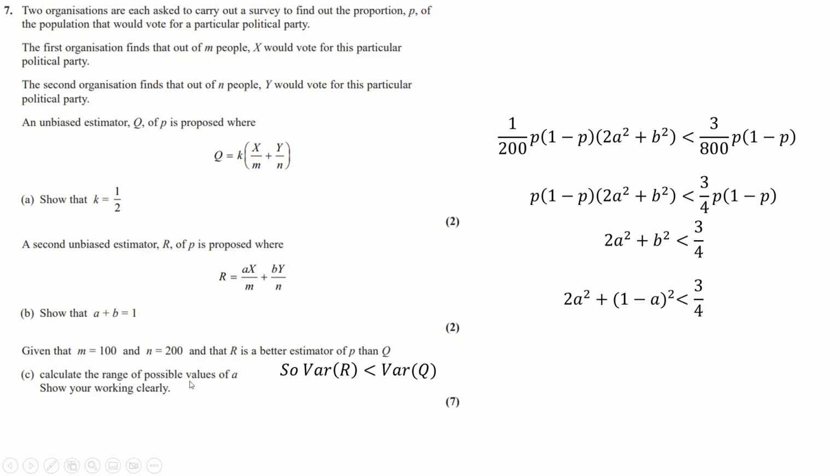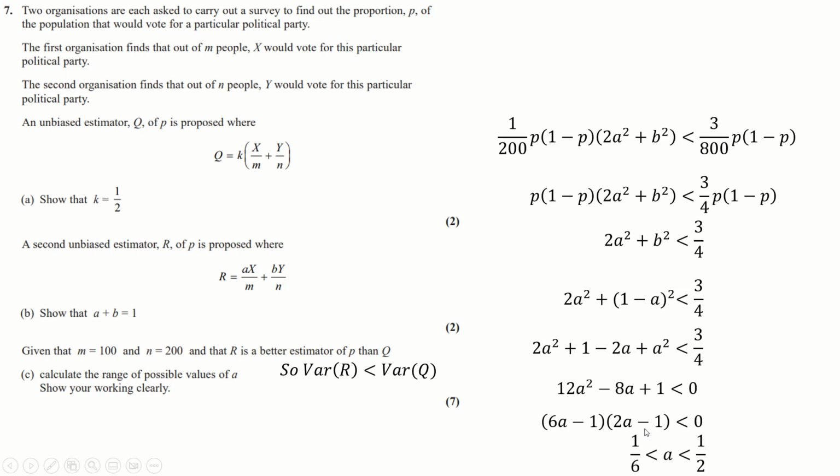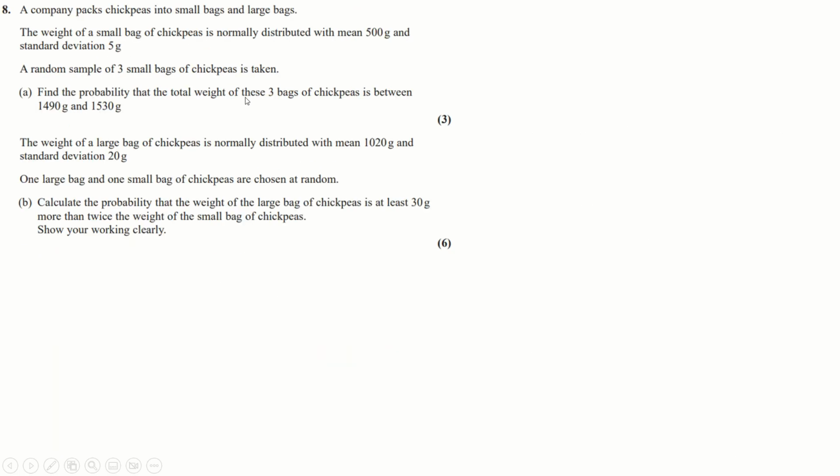And now it's saying range of values for A. This is going to give us that, right? Expand this thing out. Collect everything together. Maybe times everything by 4. Factorize. 2 critical values are a sixth and a half. Want to be less than 0. It's a right way up quadratic. So therefore, between a sixth and a half will do. And that question is done as well.